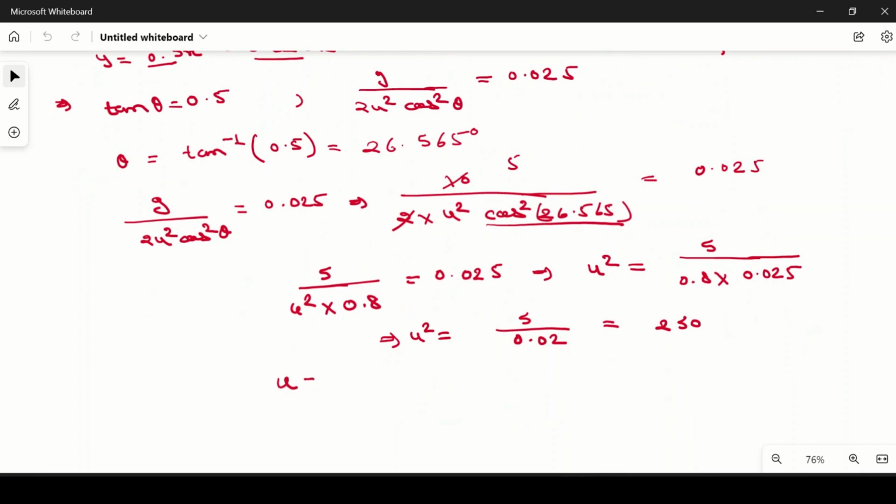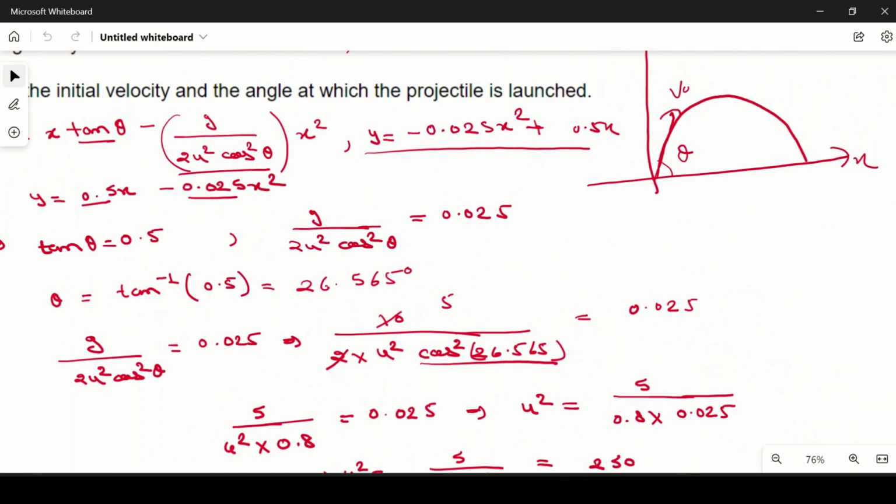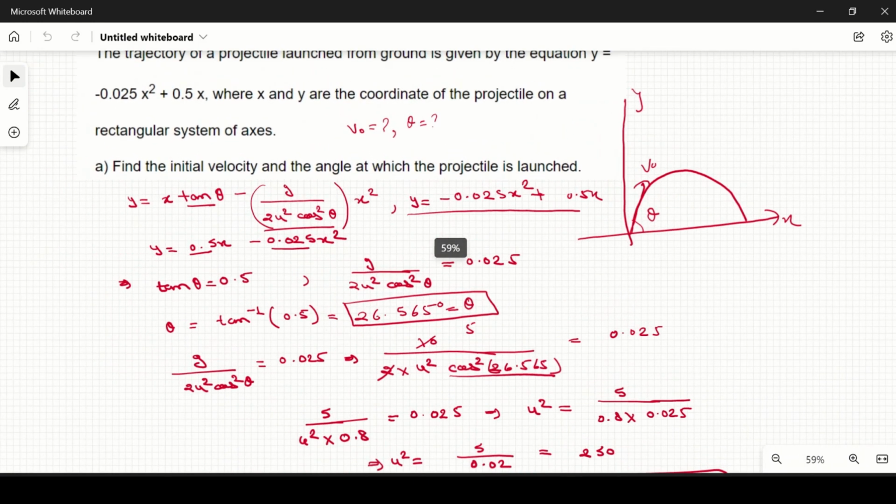So u will be equal to root 250, which will be equal to 15.81. This is plus minus 15.81 meter per second. Now velocity cannot be minus, so it will be plus only. So 15.81 meter per second. This is our answer. This is u or v naught, initial velocity. So we have already found v naught and we have already found theta. These two values were asked in the question, so we have already calculated these two values.